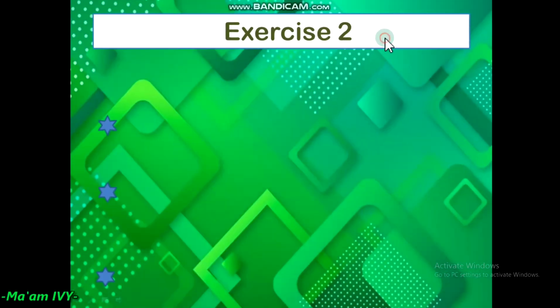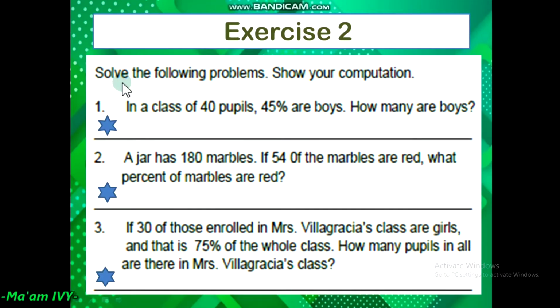And then for exercise number 2, you're going to solve the following problems and show your computation. You have there 3 problems, kids. For number 1, in a class of 40 pupils, 45% are boys. How many are boys? Just solve on your scratch and then write your answer on your answer sheet. For number 2, a jar has 180 marbles. If 54 of the marbles are red, what percent of the marbles are red?